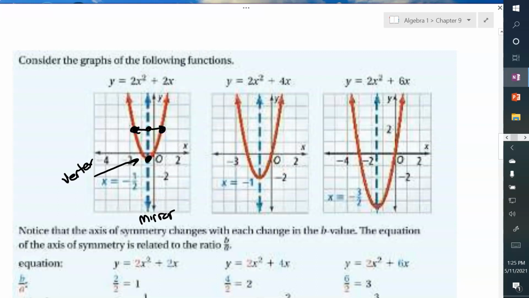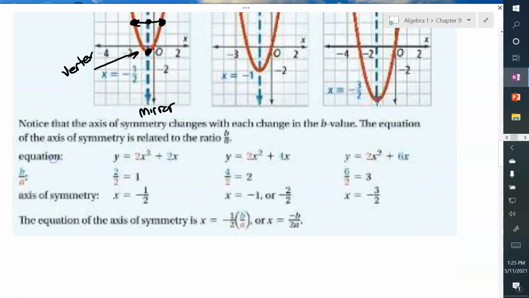And now look at 2x squared plus 4x. Now this axis of symmetry, our mirror, has shifted. It was at about 1. Now it's shifted over, and it looks like it's at about, let's say, 2. And then look at the third one. Now we have 2x squared plus 6x. The only difference in these is the b value has changed. And each time it changes, our axis of symmetry changes.